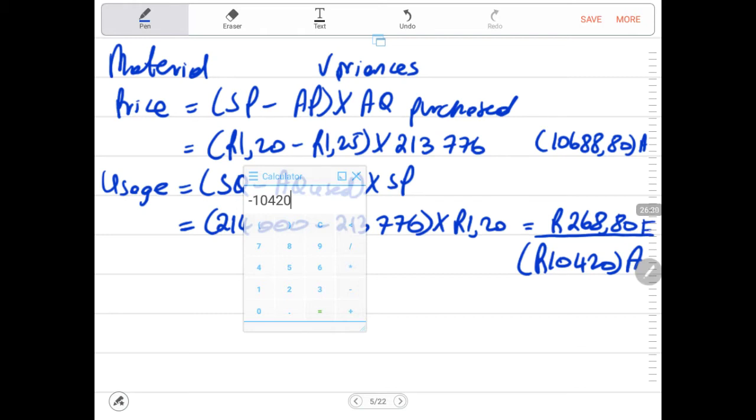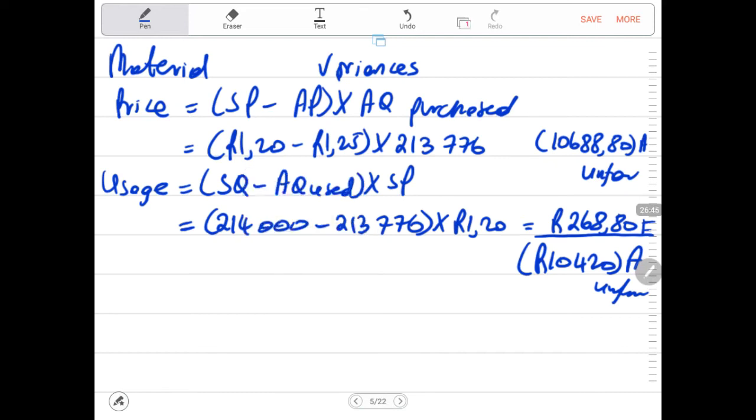Please write the full naming. I just have limited space. I mean adverse or unfavorable. You can say if you want the unfavorable, and you can say the net here is unfavorable, which is adverse, the same thing. Now we are done with the material variance.